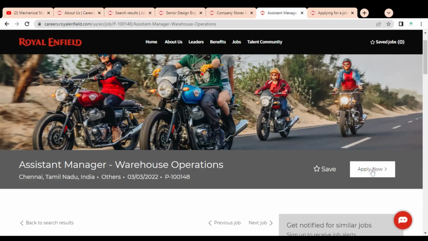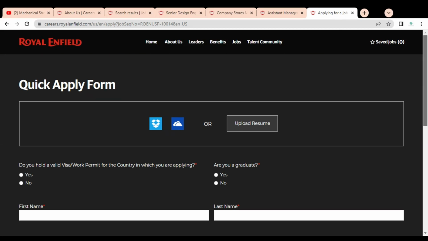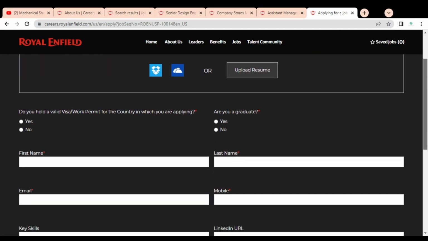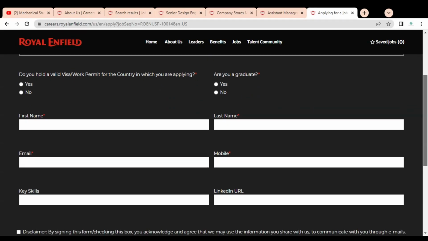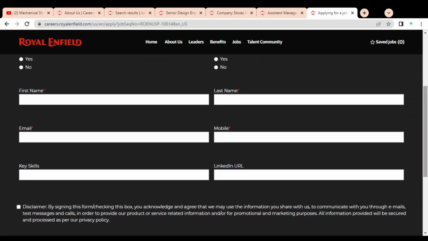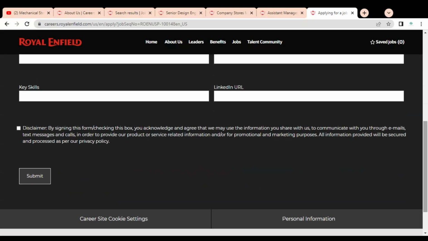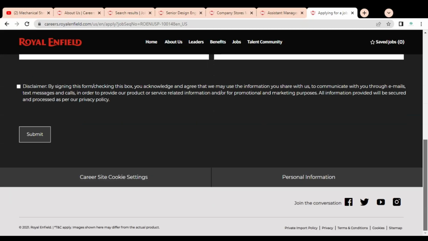For applying, here you can see the apply now button is given. You have to click on it. So once you click, then this type of page will come. So friend, you have to upload your resume. You have to answer some of their questions like are you a graduate or engineer. Then you have to provide your first name, last name, email ID, mobile number. Then you have to attach your resume, and after that you have to click on the submit button. So friend, once you click, the application will be submitted.